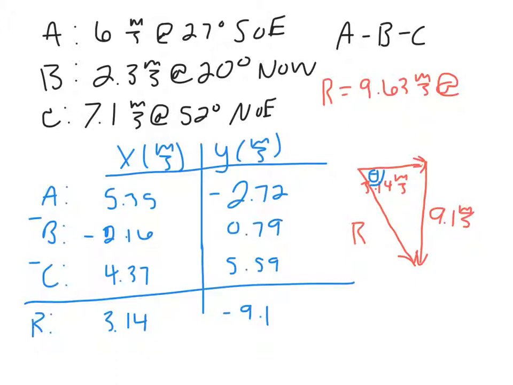Again, theta is always relative to your x-axis. So take the tangent of y over x, so second tan y divided by x. You're going to get about 70, this will round to 70.96 degrees south of east.